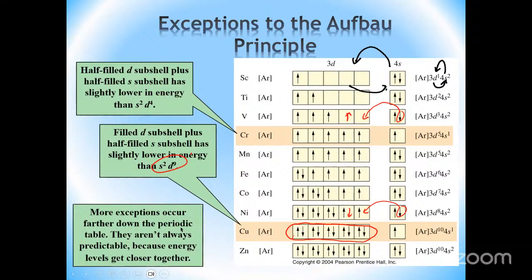So these exceptions, as I said before, occur further down the periodic table. They aren't always predictable because the energy levels get closer together. So it's difficult to make the predictions when you get to period 6 and so on. It becomes a bit more difficult. This sort of pattern or this exception at these steps is more observable in period 4 and 5. Beyond that, it's not as predictable. Okay, and this is very important when it comes to answering that same question that I left for you guys to do. So again, if you have any problems with those, let me know.